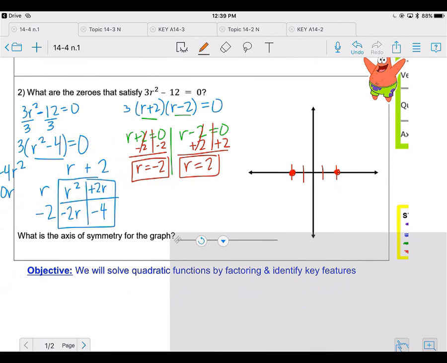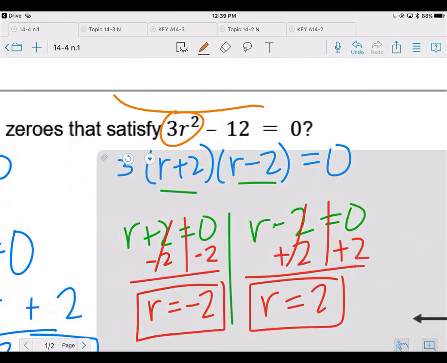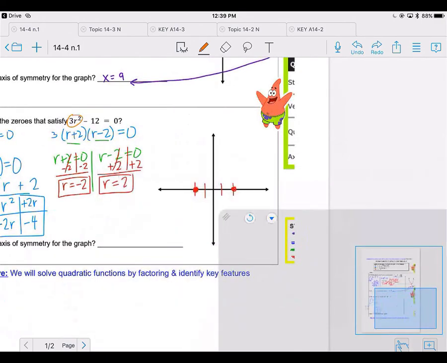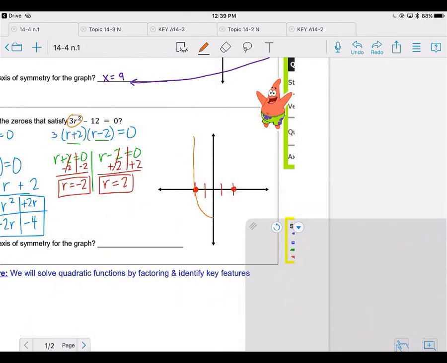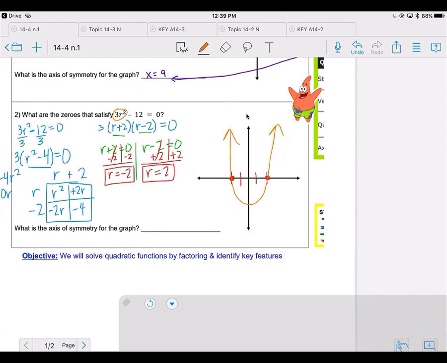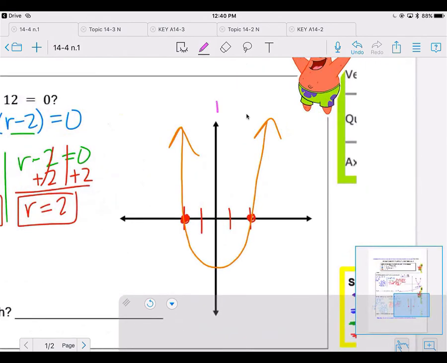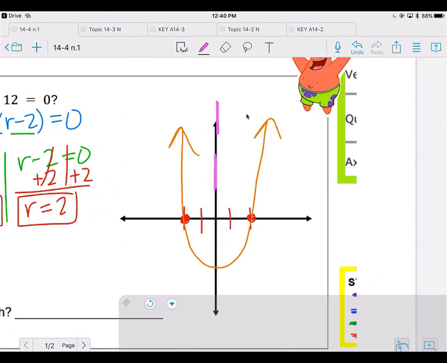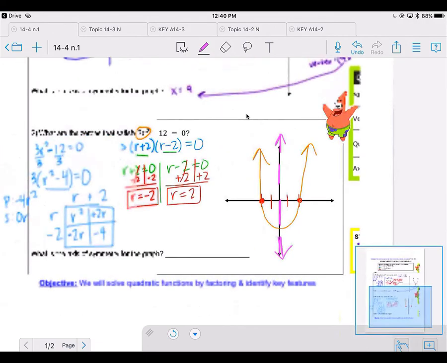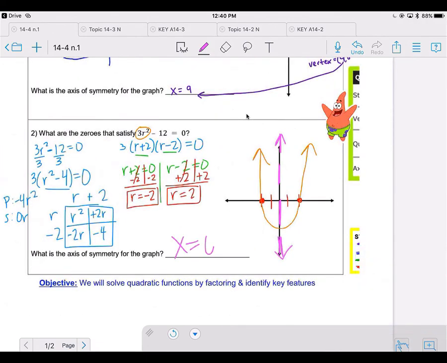Now this graph has a positive r squared term, or a positive first term, which means my graph will be positive or U-shaped. I know that it has to go through both of these and look like a U, so this is a pretty good estimation. My axis of symmetry for the graph is always halfway between your two solutions. So if my two solutions are 2 and negative 2, directly in between 2 and negative 2 is 0. So my axis of symmetry is x equals 0.